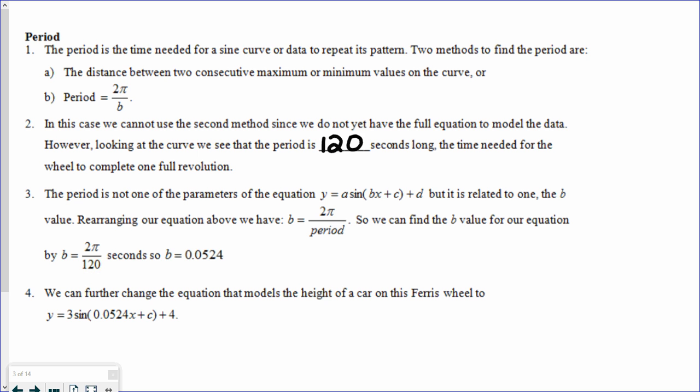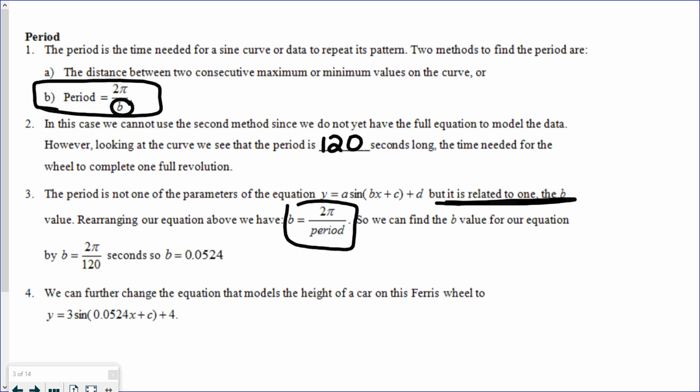The period is not one of the parameters listed in our equation, but it's related to one. So b is not equal to the period, but it's very closely related to it. So if we rearrange the equation that we had up here to solve for b, thinking about how we rearrange equations, multiply both sides by b, divide both sides by period, we get this equation. If I'm not mistaken, that's on your data sheet as well. It has both of the things that I've put boxes around there. So b is equal to 2 pi divided by the period.